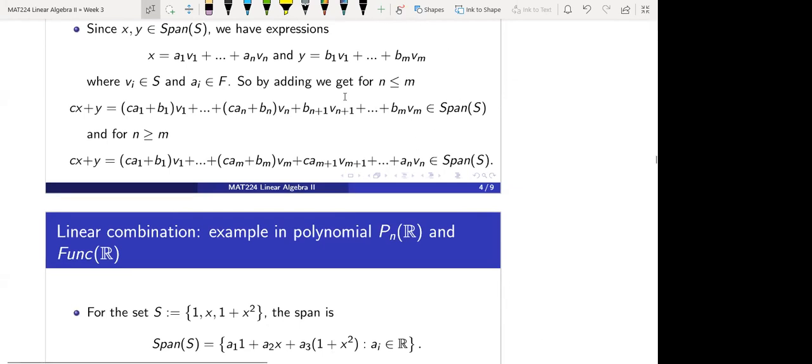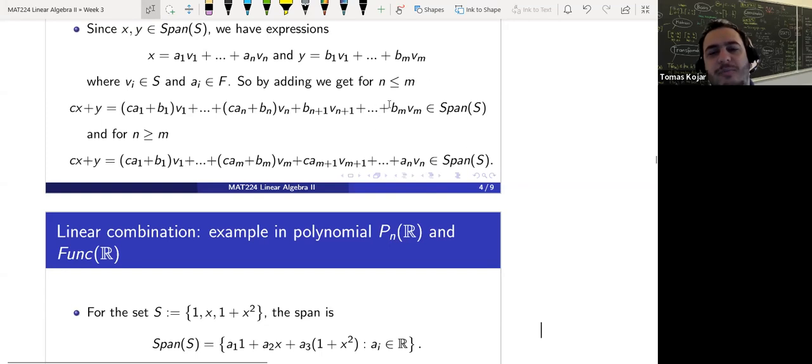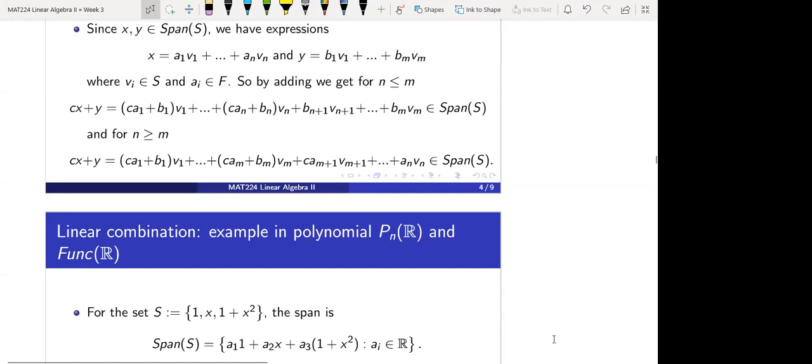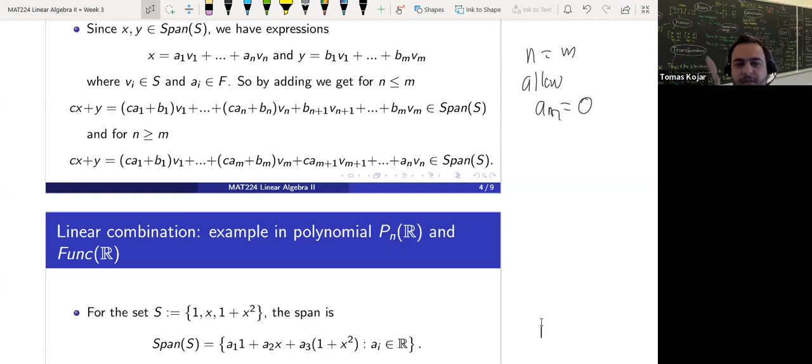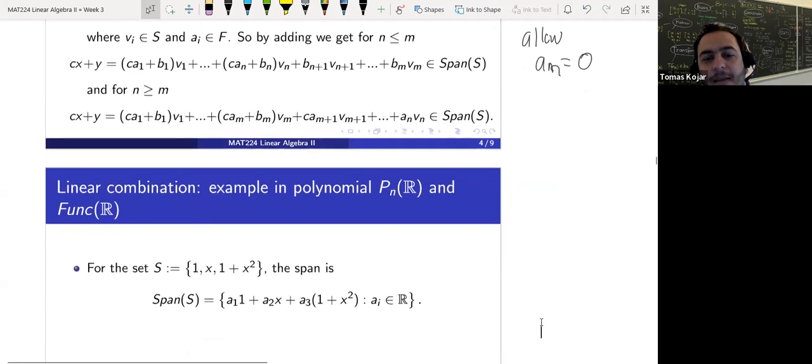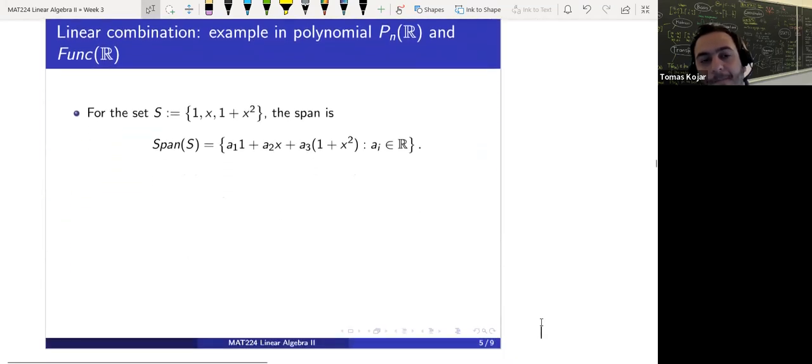I get that. This is more pedagogical. This is not the shortest proof. It's more like just to see what's going on. The shortest proof is just take n to be m and allow a_n to be 0, like a_m to be 0. So sometimes I will do this. Sometimes I will take a longer route just so that we see what's going on at the back. But of course, there's a much shorter proof.